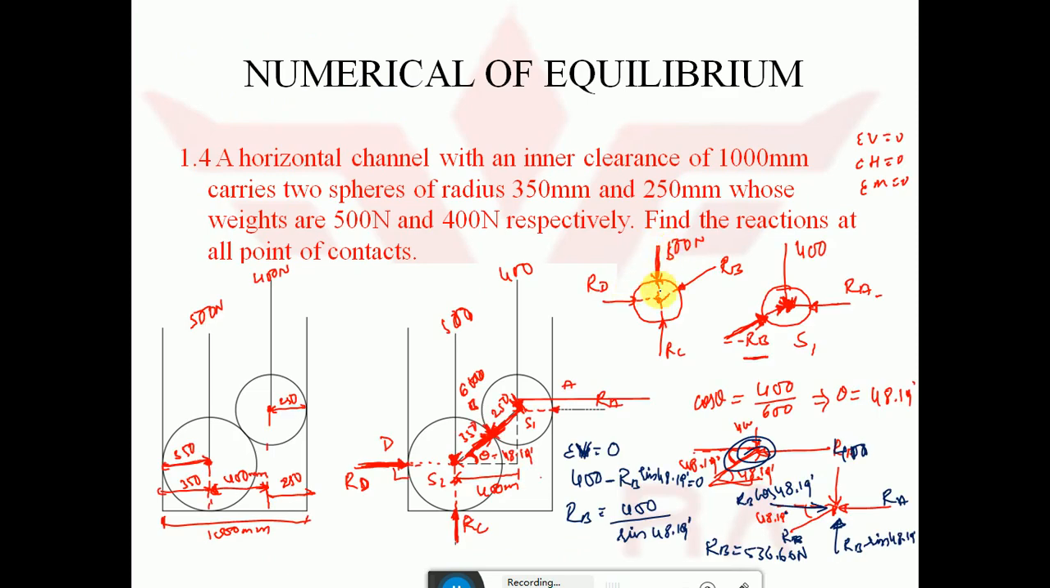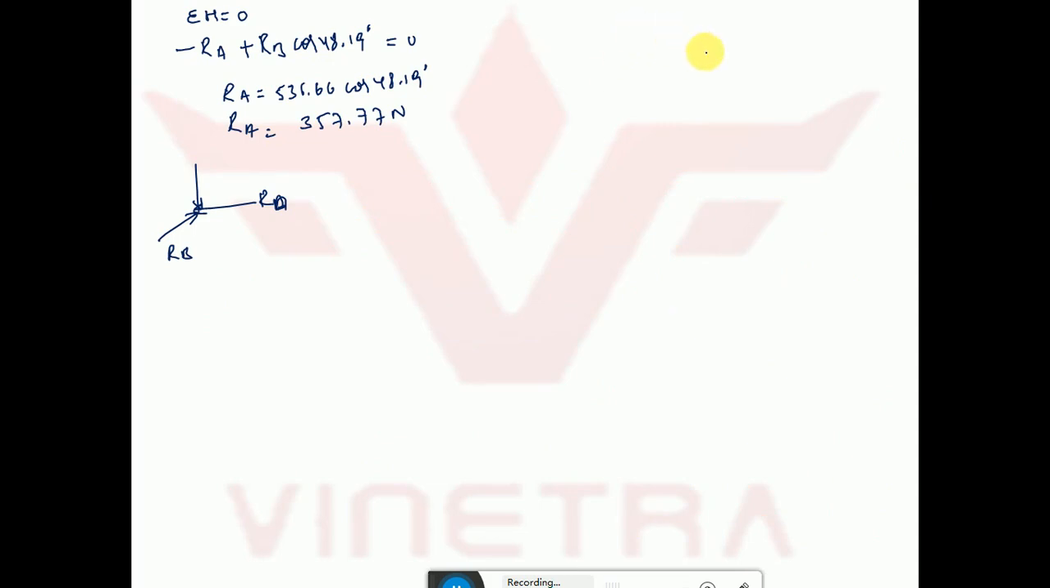So see here, 500, RB, RD, RC. This is 500. This is RB. The value is, sorry, RB is equal to 536.66. One more is here and one more is vertically upward. This is RC and this is RD. So see here, this will make the same angle. That angle will remain the same here, 48.19 degrees.